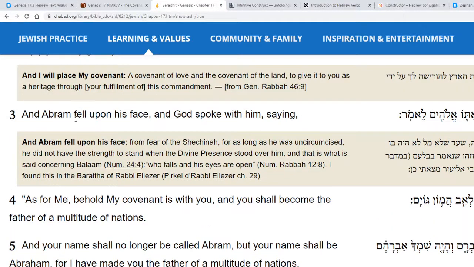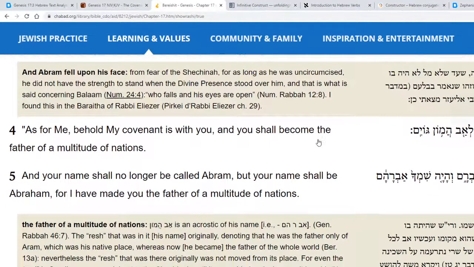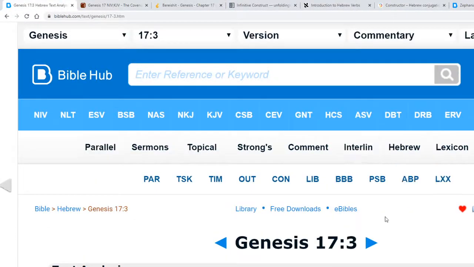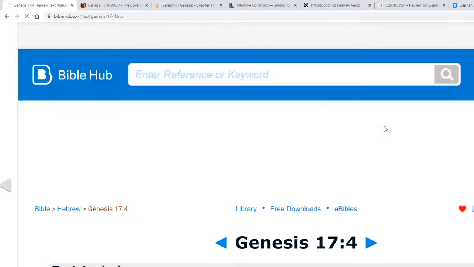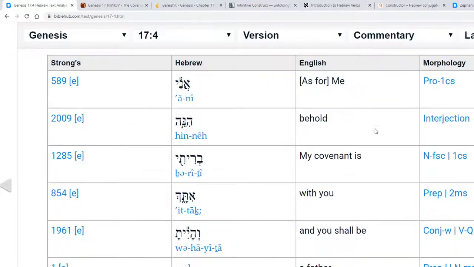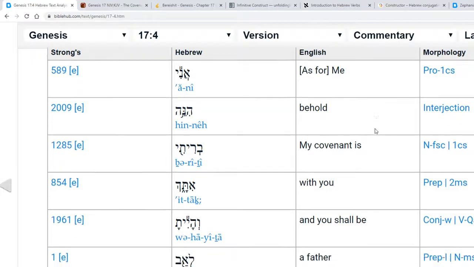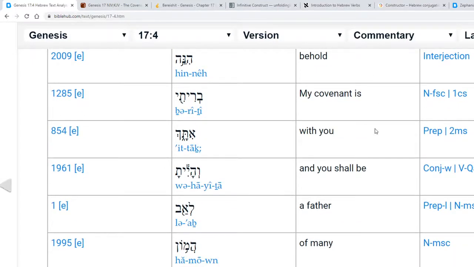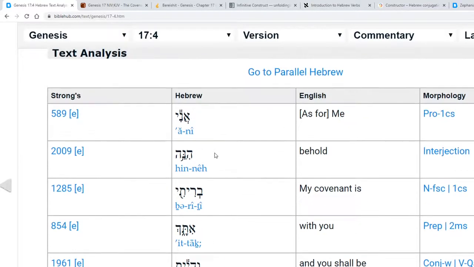Abram fell upon his face, and God spoke with him, saying, right? You can read the Rashis there if you like, but we're going to keep on going, because if I did all the Rashis, we would take forever. Ani hine briti itach v'hayita la'av hamon goyim. Okay.